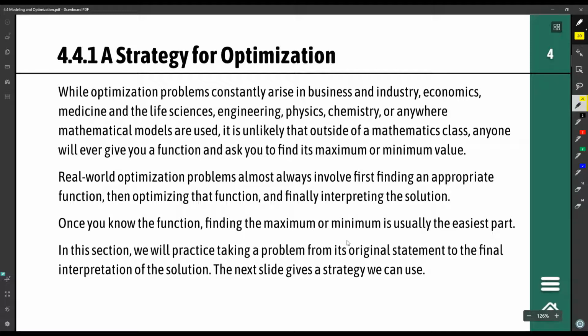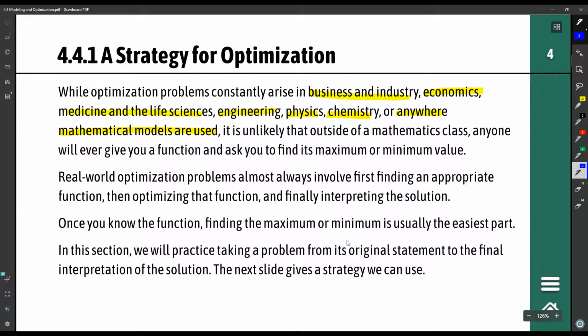While optimization problems constantly arise in a number of places, for instance, business and industry, economics, medicine and the life sciences, engineering, physics, chemistry, and basically anywhere that mathematical models are used, it is very unlikely that outside of a mathematics class, anyone will ever give you a function and ask you to find its maximum or minimum value.